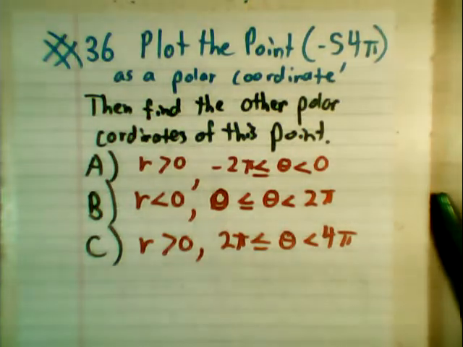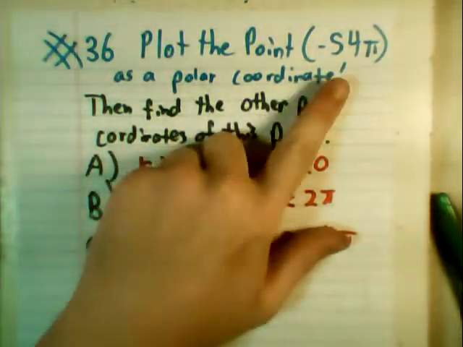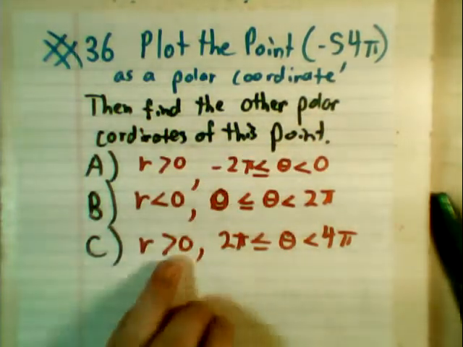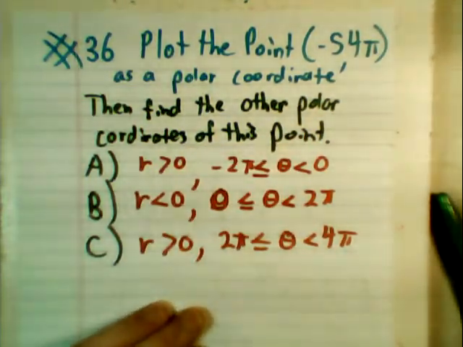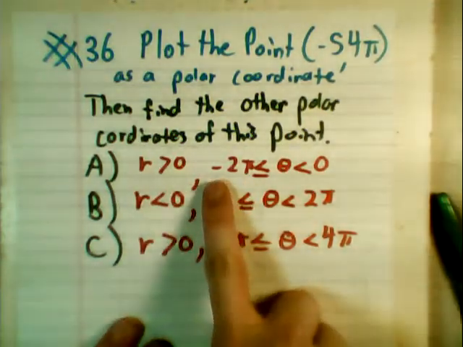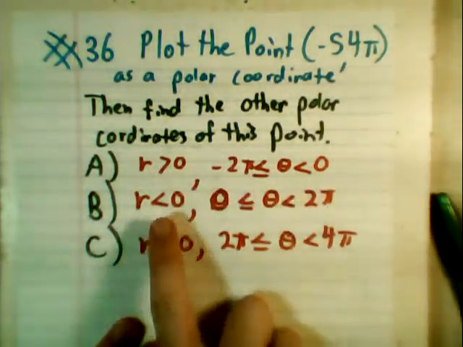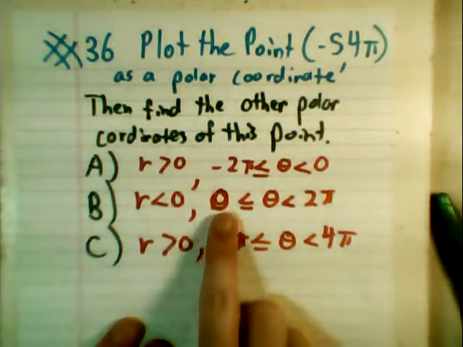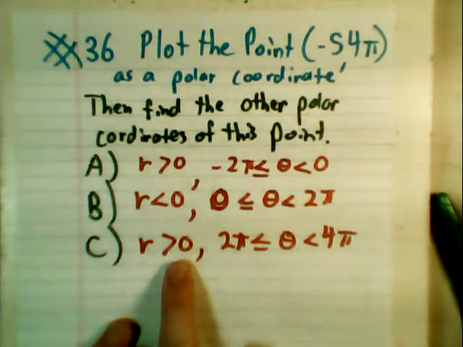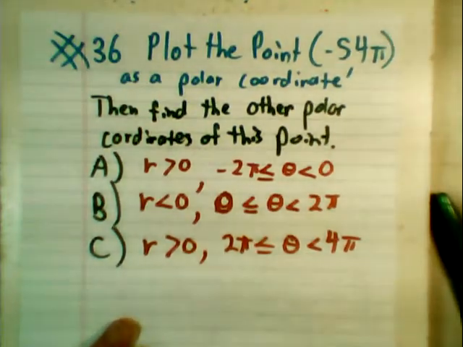Number 36 is now getting into polar coordinates. It asks you to plot the point (-5, 4π) given in polar coordinates and find other polar coordinates of the same point for which the following is true. A: r is greater than 0, and the angle is between -2π and 0. B: r is less than 0, and the angle is between 0 and 2π. C: r is greater than 0, and the angle is between 2π and 4π.